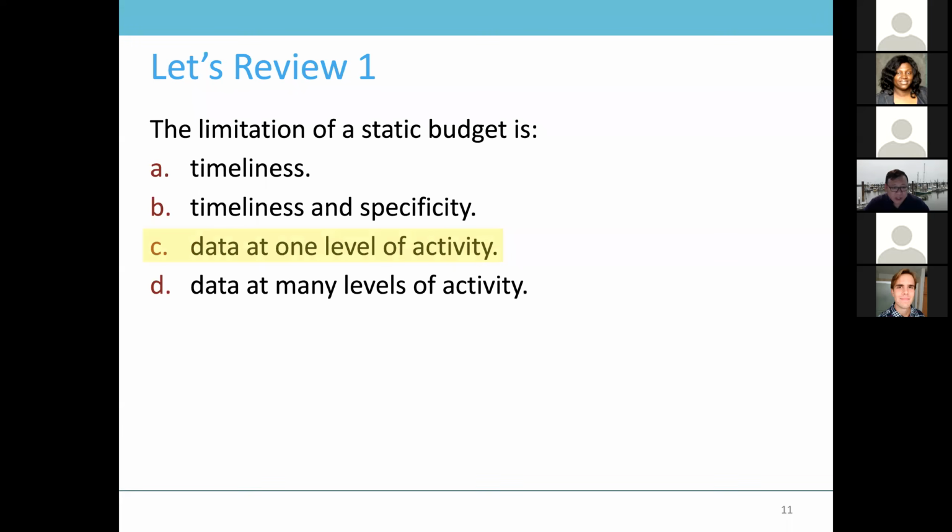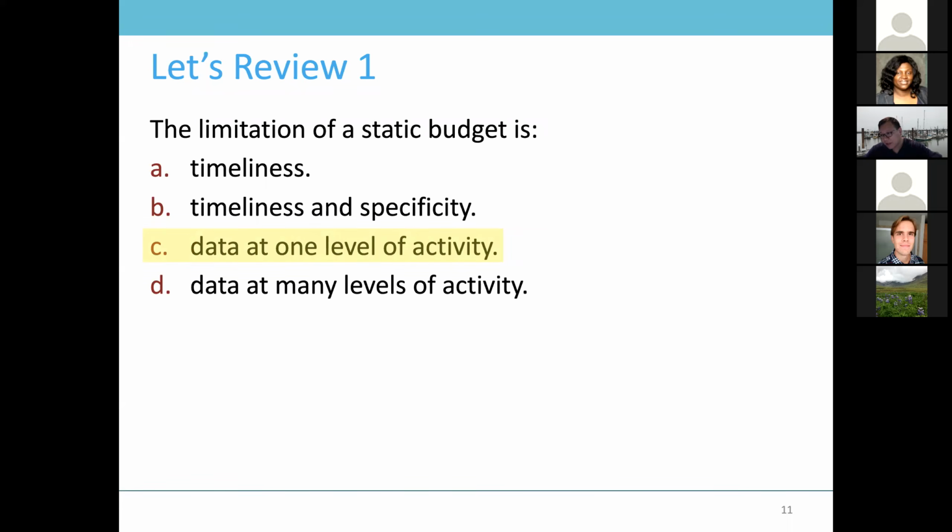The budget is only dealing with one level of activity, right? A single level of activity.